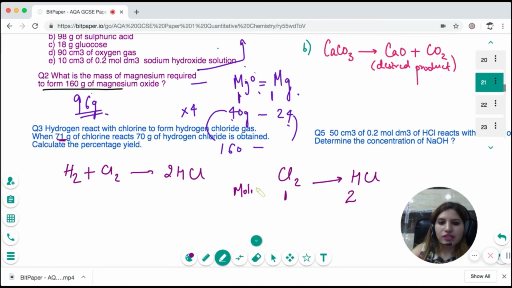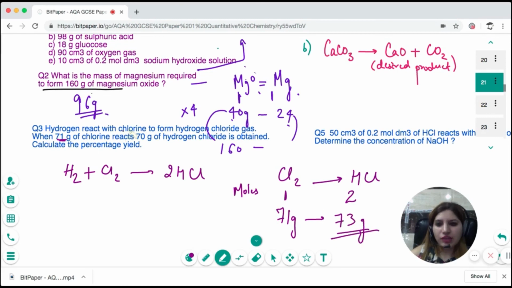Now what is the mass of 1 mole of chlorine? 1 mole of chlorine is 71 grams. And what will be the mass of 2 moles of hydrogen chloride? So that is 35.5 plus 1, which is 36.5, times by 2. So we should get 73 grams of hydrogen chloride.